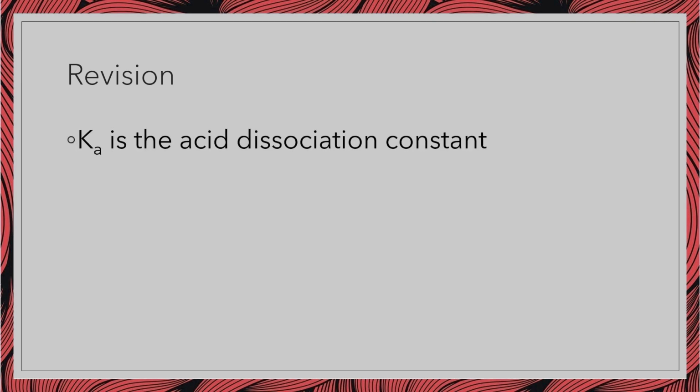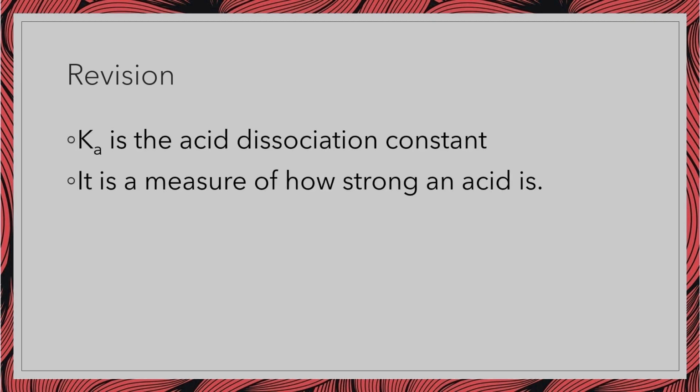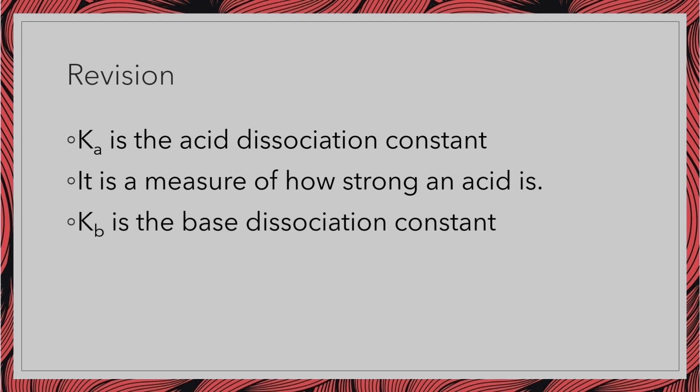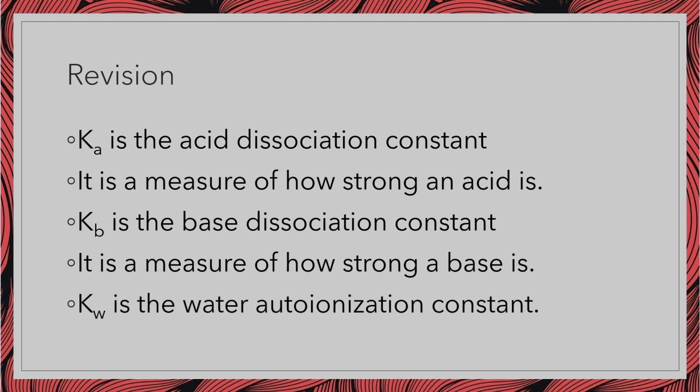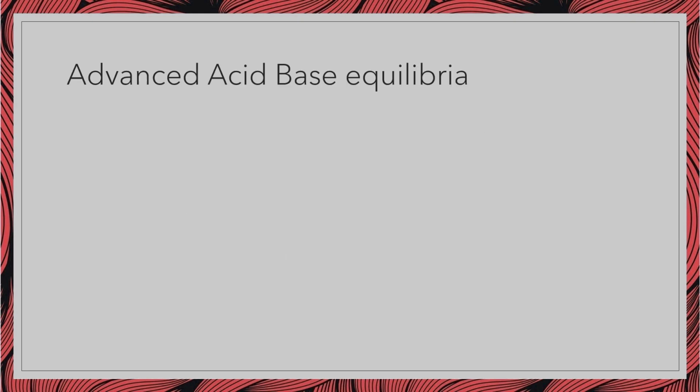Ka is the acid dissociation constant, and it's a measure of how strong an acid is. Kb is the base dissociation constant and is a measure of how strong the base is. And Kw is our water autoionization constant, which is 10 to the negative 14 at 25 degrees, and is the product of the amount of H+ and OH- in a system. Now, our advanced acid-base equilibria.